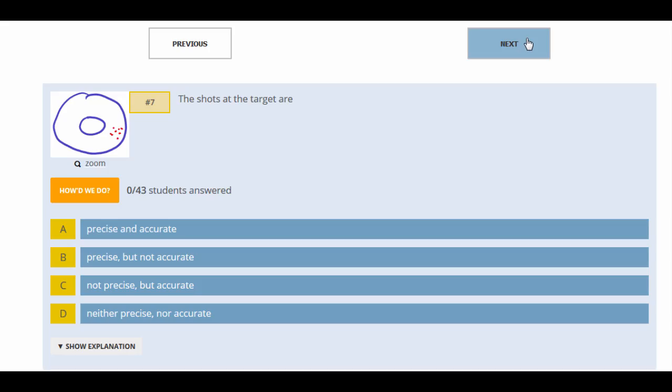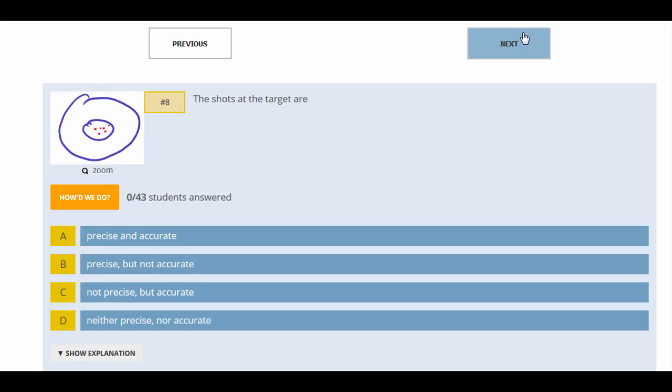We want to figure out, is this precise and accurate? Is it precise but not accurate? Is it not precise but accurate? Or is it neither? So get your answers locked in here. We'll count down. 5, 4, 3, 2, 1. All right, precise, not accurate. Very good, very good. And we'll take the last one.